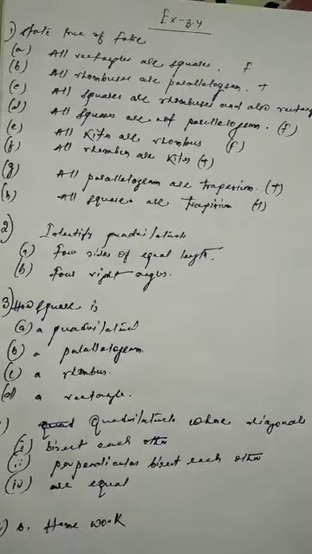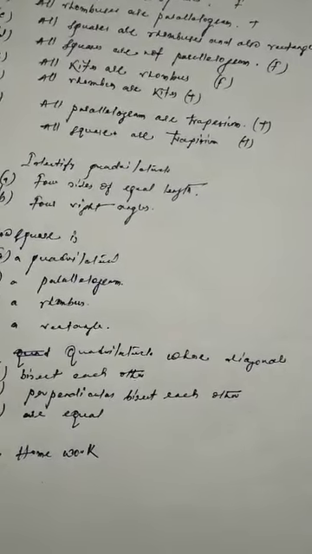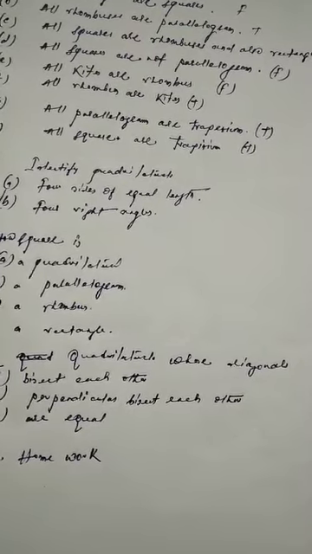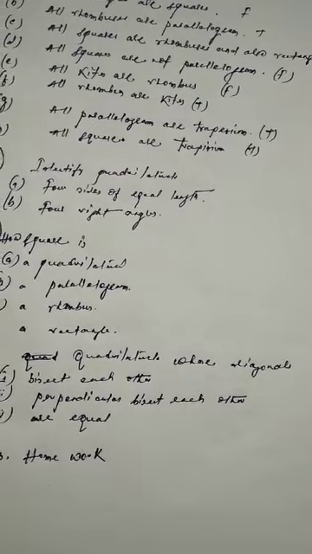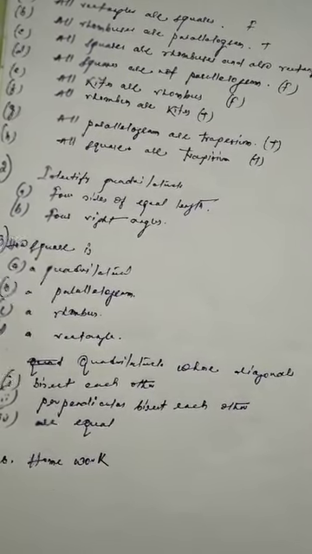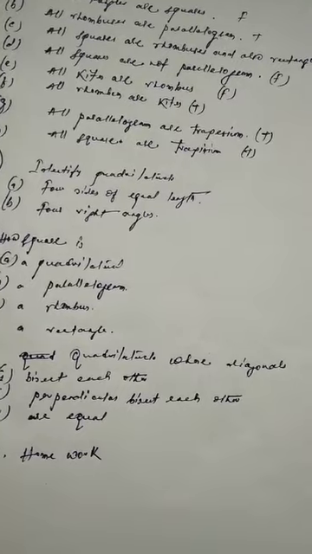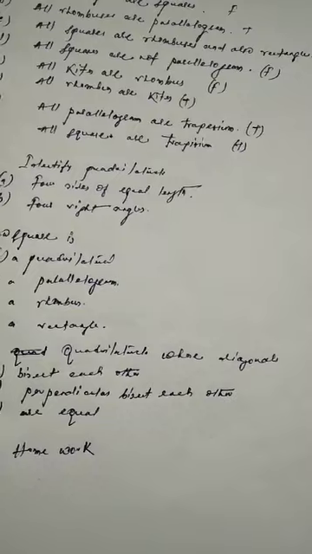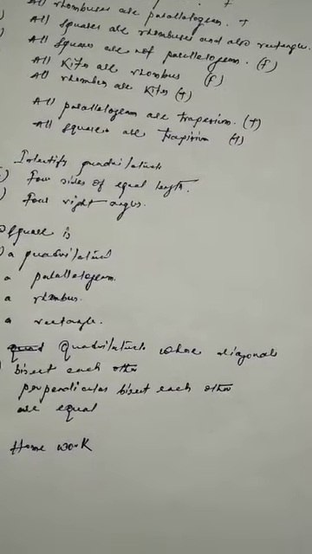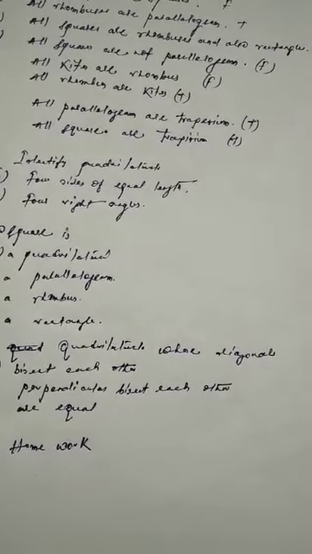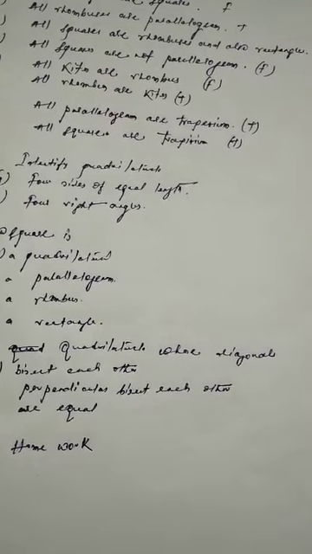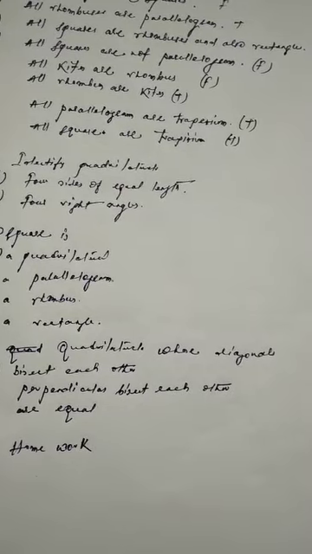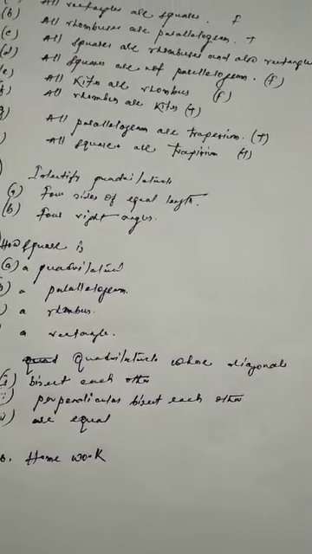Question number 4 is about quadrilaterals whose diagonals bisect each other. That is square, rectangle, rhombus. A quadrilateral whose diagonals are perpendicular bisectors of each other, we could say a rhombus and a square. They are bisectors as well as perpendicular to each other. But in the case of a rectangle, they are only bisectors but not perpendicular.